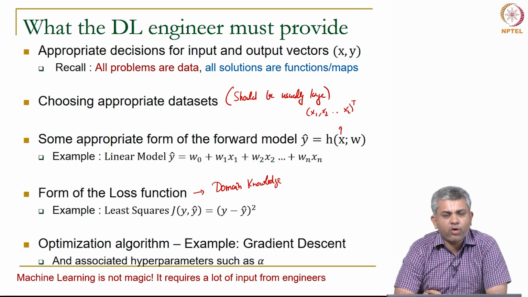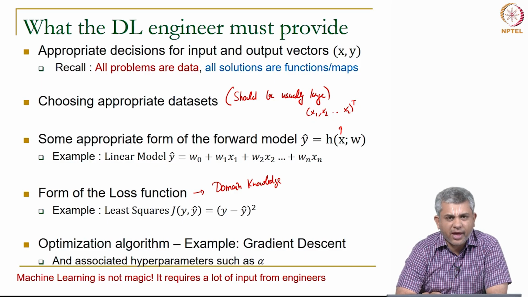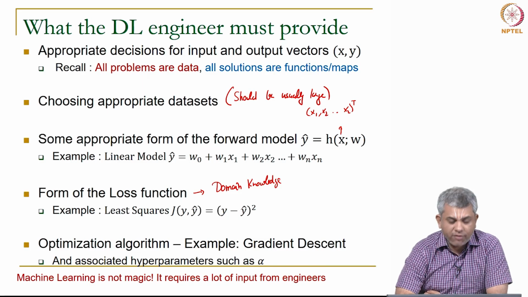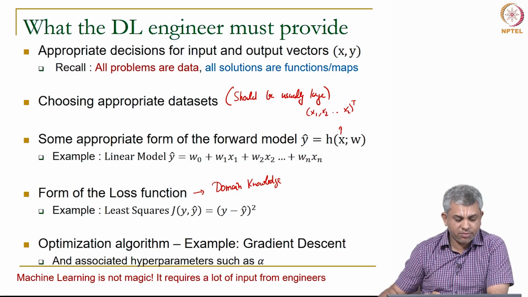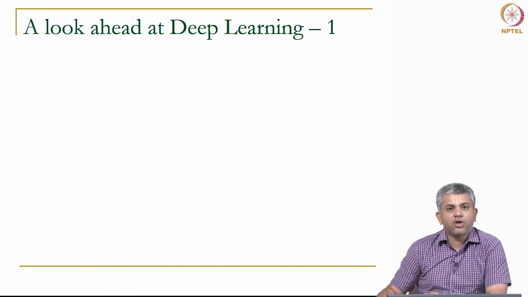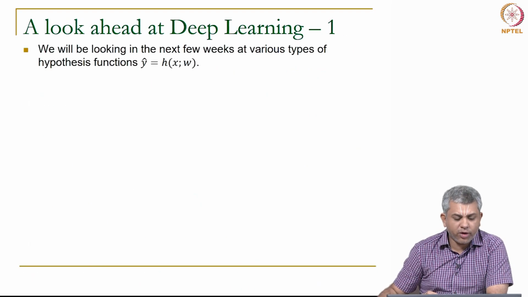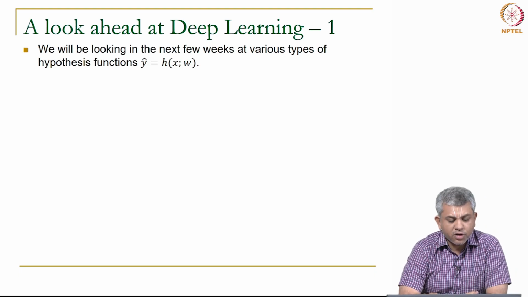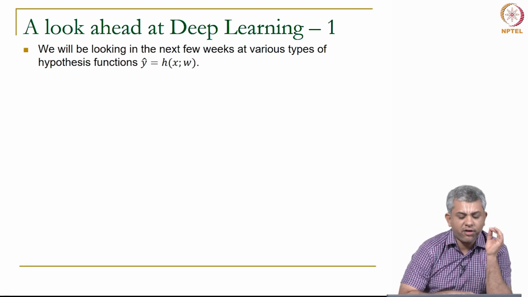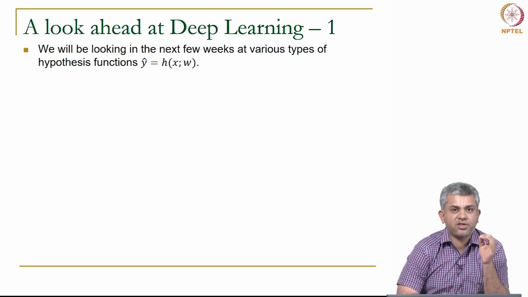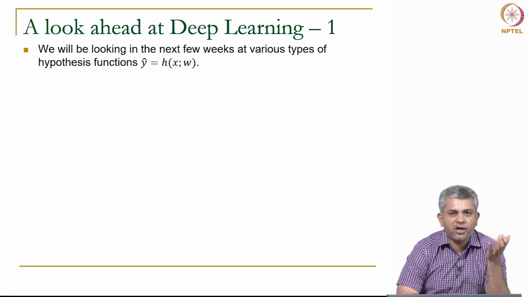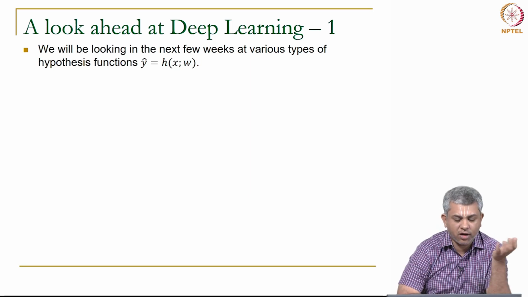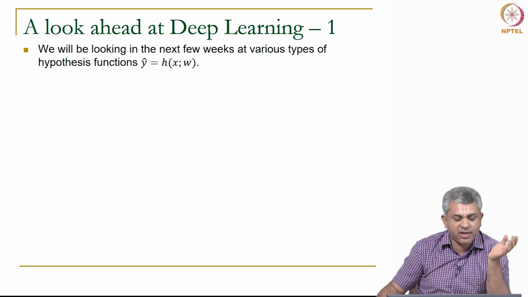Neural nets try to take this away, but really even there, as we will see later on in the applications, it is usually very useful if you have some amount of domain knowledge. Okay. So, let us look ahead at what we will be doing in deep learning. We will be looking specifically at various different types of hypothesis functions. Now that you know that all that is required in order to learn W is to have a hypothesis, we will now be looking at various types of hypothesis.